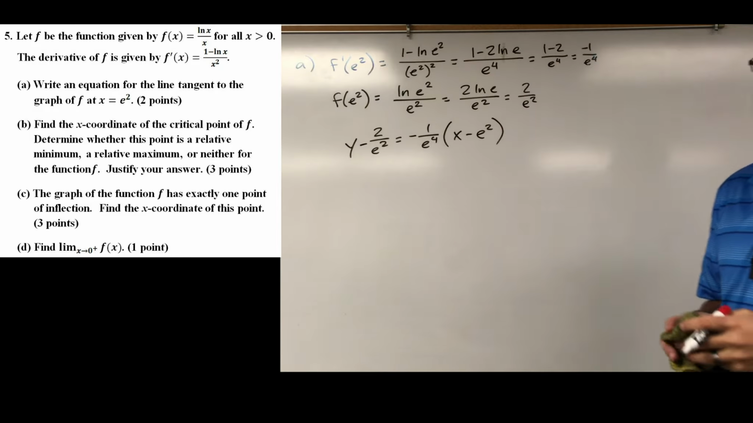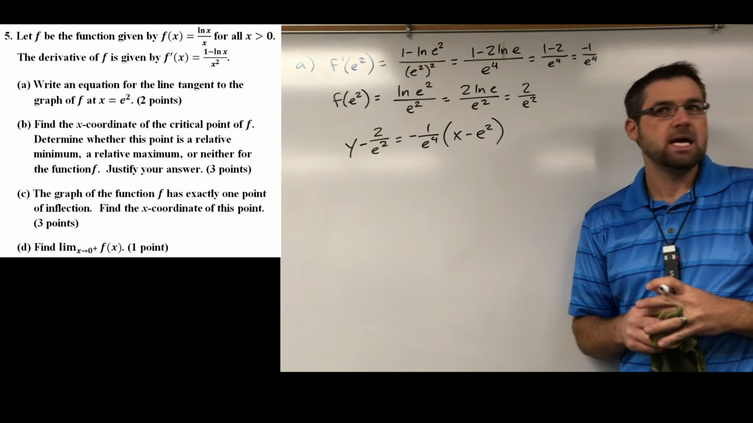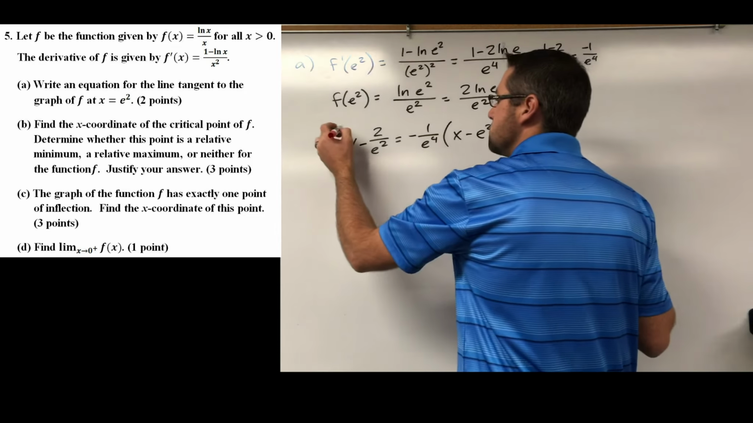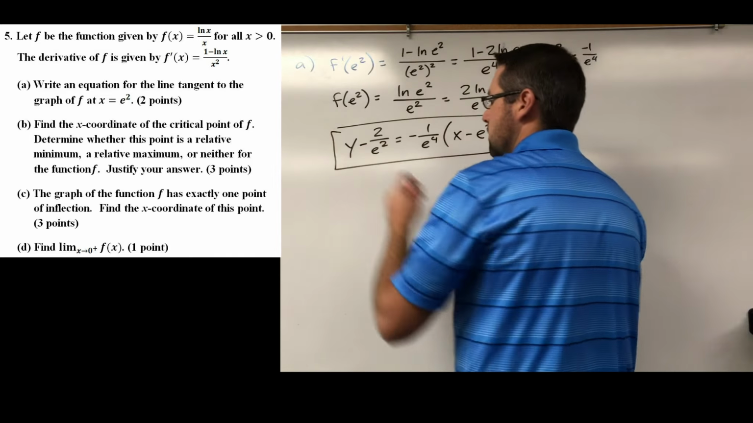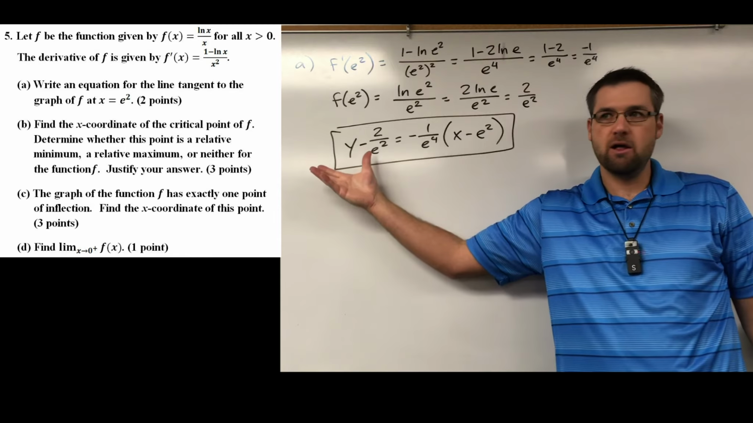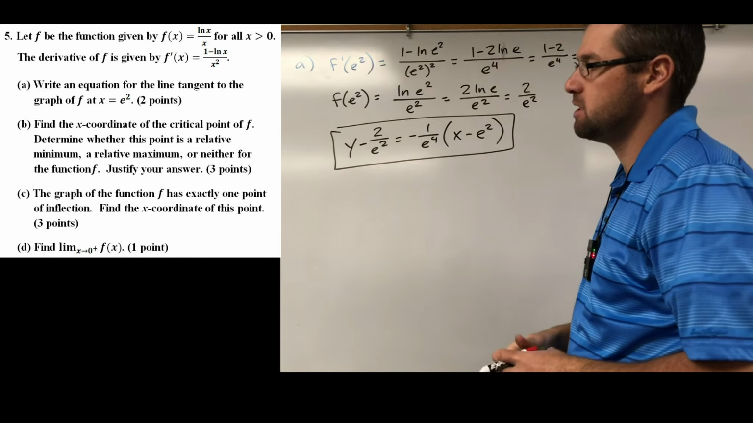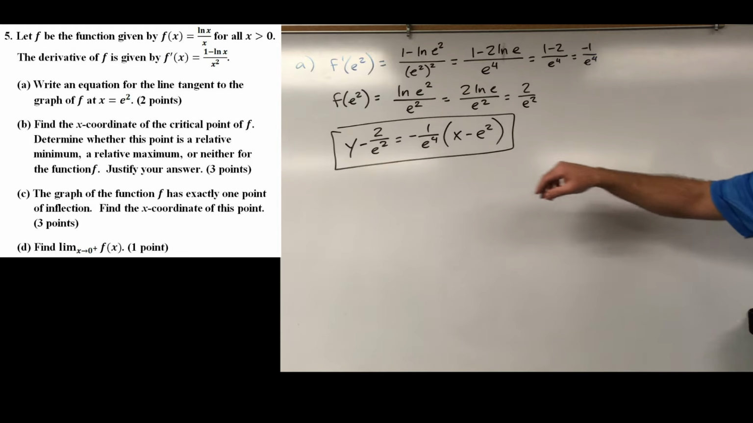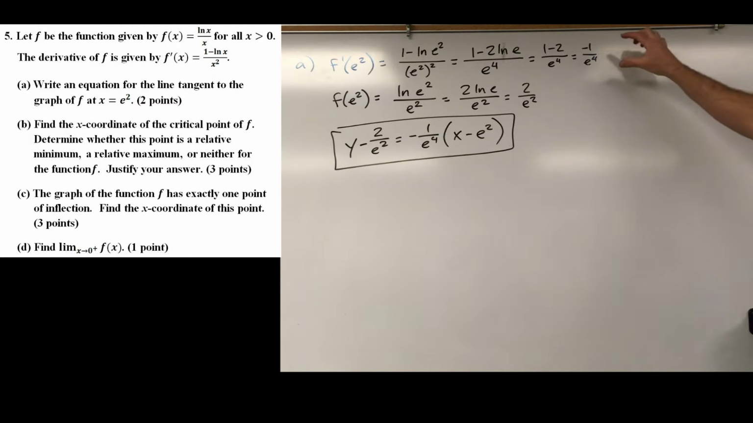Now, does it ask you for the form? Does it need to be in a particular form? Does it ask you to linearize? No, so you could leave it like this. If it asked you to linearize, what would you have to do? Get y by itself and then just call it L of x. But it didn't, so we're good with that. That's 2 points: 1 point for the tangent line and probably 1 point for f prime of e squared.